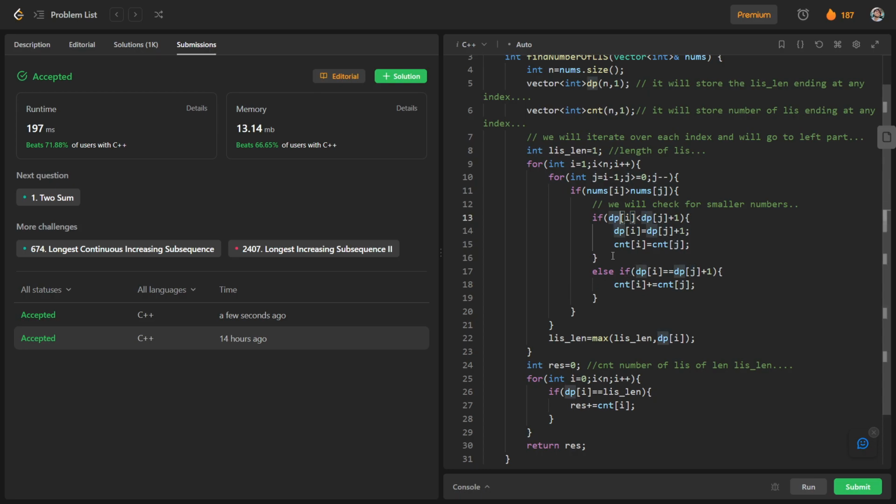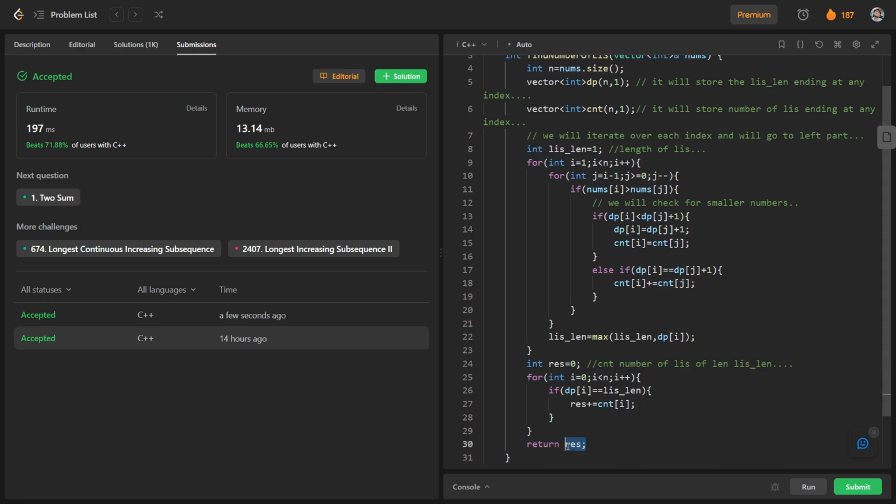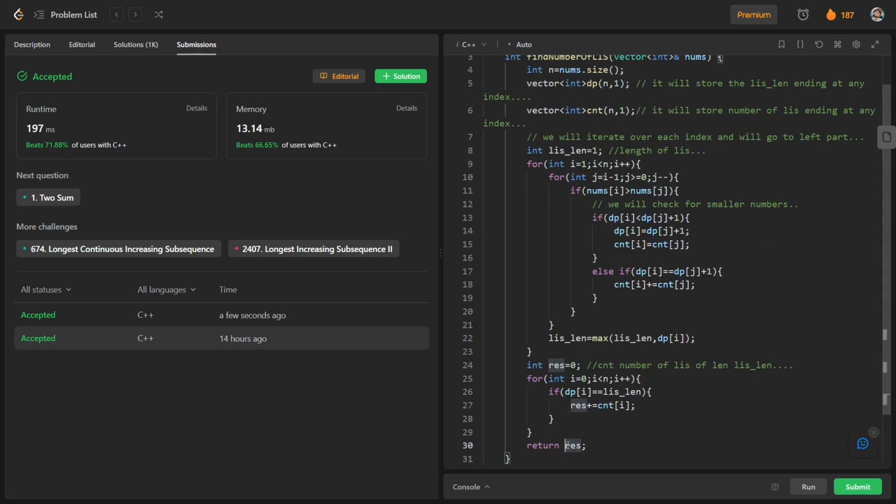And for counting the lis, we have the vector count I. It will count the number of lis which are ending at a particular index I, and we get the maximum value of lis length. And if dp of I is equal to lis length, we are just counting the value of count I, and we are just returning it. So in this way this question was solved. I hope you understood my solution, and I hope you understood my code also.